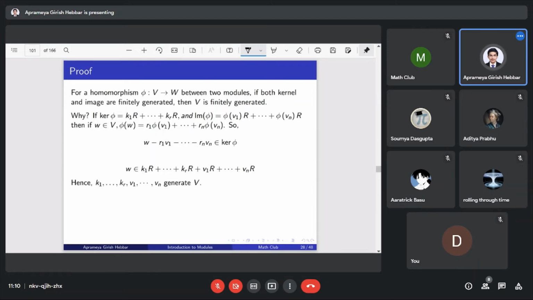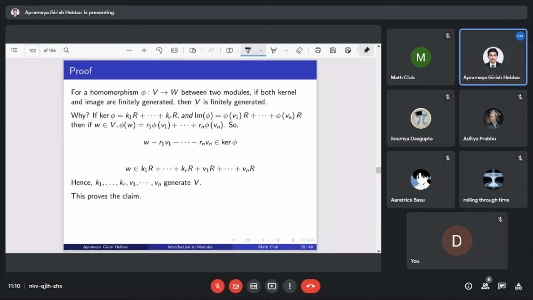So what does this mean? This means that any element of V can be written as a linear combination of the ki's and vi's. So that means k1 up to kr, v1 up to vn generate V. So what did we prove? This is what we claimed, right? V is finitely generated. So we are done. So this proves the claim.